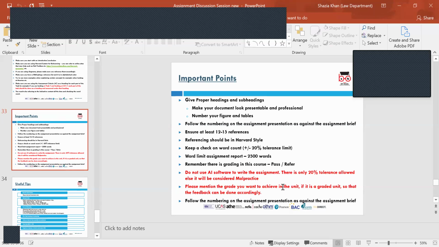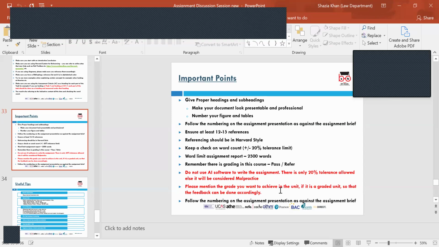Do not use AI software to write this assignment. There's only 20% tolerance allowed, else it will be considered malpractice. So going back to the declaration that you sign, it would be considered malpractice if you're taking everything off AI. You need to make sure there's under 20% tolerance on that, and that you are not taking anything from AI to help you do the assignment. Please mention the grade you want to achieve, but in this case, as it's only a pass or a refer, you don't need to do that.